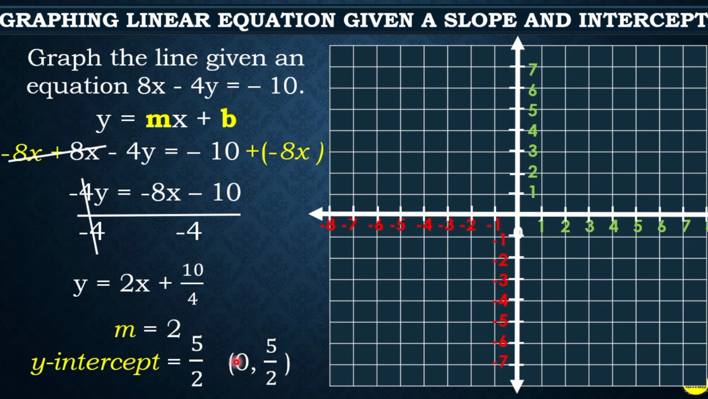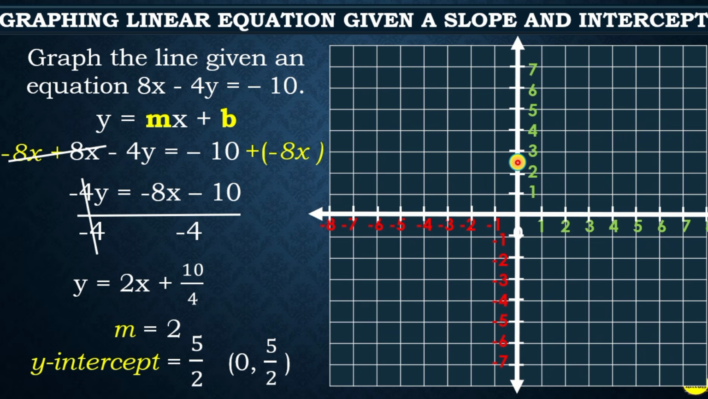So now we plot the point 0, 5 over 2. The question is, how do we plot a fraction? 5 over 2 is actually 2 and 1 half, which is equivalent to 2.5. If you check it in the calculator, 5 over 2 is equal to 2 and 1 half, and 2 and 1 half is 2.5. So the point is 0, 2.5, two and a half. It's here, halfway.